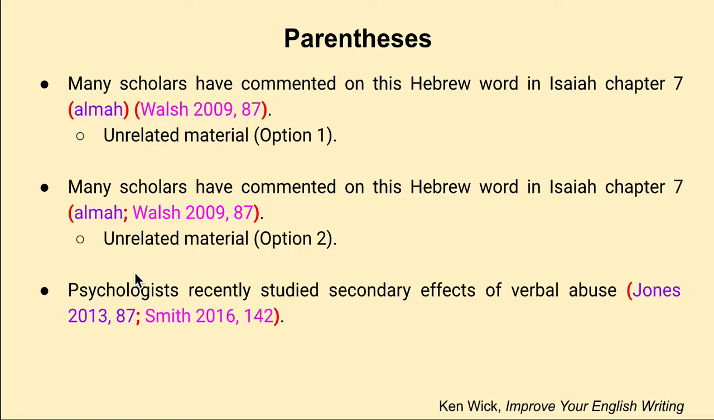And then an example of where you have related information. Psychologists recently studied secondary effects of verbal abuse. And these are actually two source citations. So the related information is because they're both source citations. You have one source citation, then a semicolon, then the other source citation. Effectively this information is related, and since it is related, it goes into a single set of parentheses separated by a semicolon.